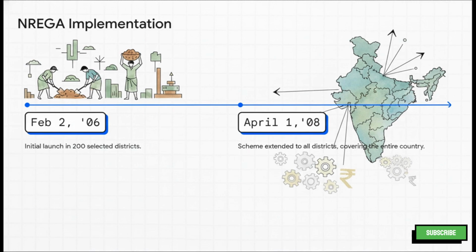This timeline shows the rollout very clearly. You see, the scheme began on February 2nd, 2006 in a few selected districts, but it was extended to cover all districts of the entire country on April 1st, 2008. So that's the final, most important date to remember.